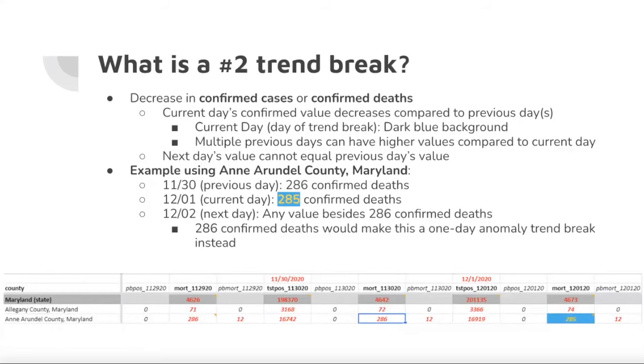Also note that the next day, so 12:02 in this case, value could be the same as the current day, smaller than it is, or larger than it is, but it cannot equal the previous day, as this would be a one-day anomaly. So in this example, for 12:02, we could have 284, 287, or 285, but we could not have 286, as that would be a one-day anomaly.